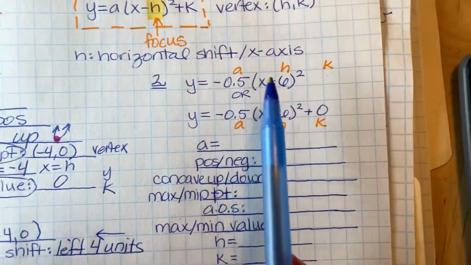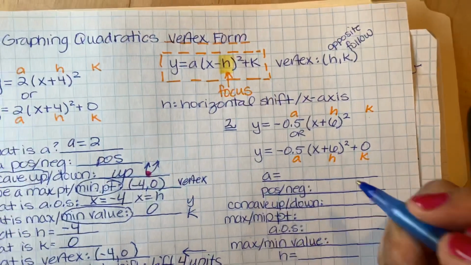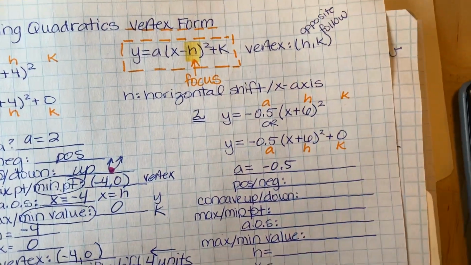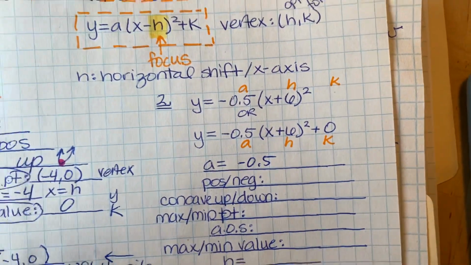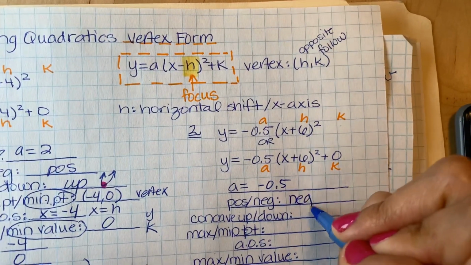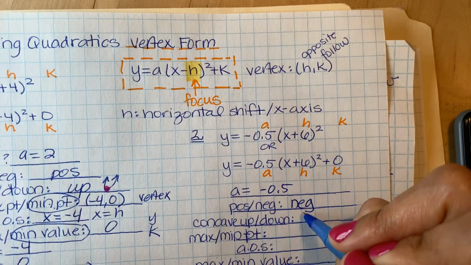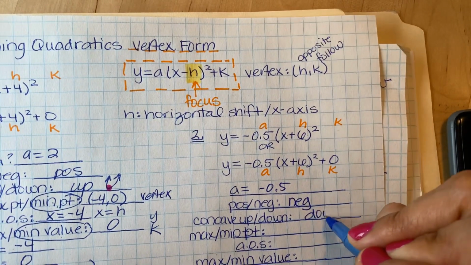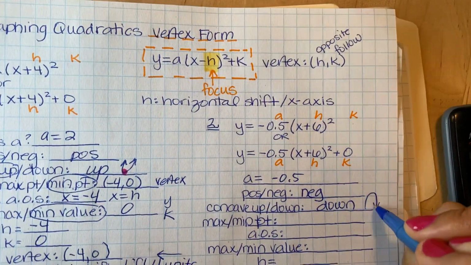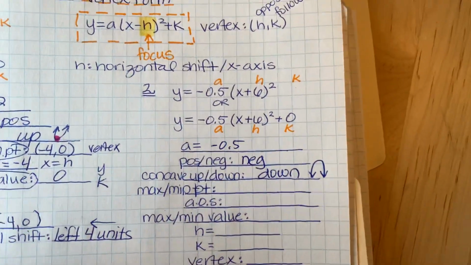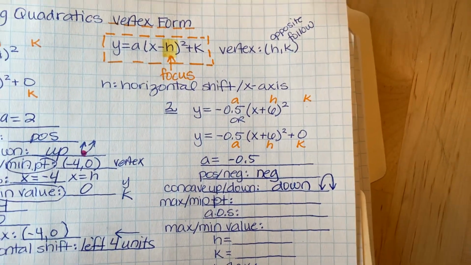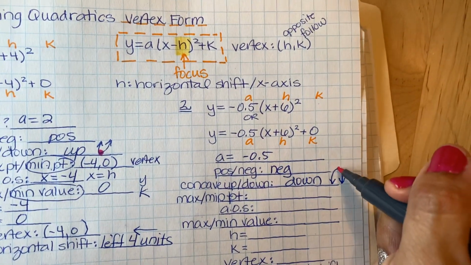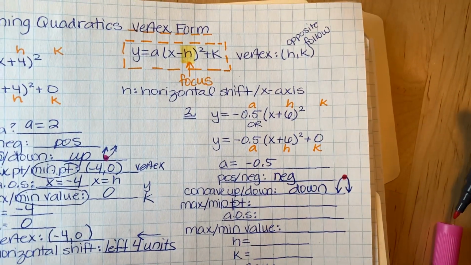Okay, all right. My a value is negative 0.5. Remember, that's the same as negative 1/2. If you had seen the fraction, same thing. The a value is negative. It is concave down, right? So this is what we're going to see. We're going to see it concave down, which means our vertex is going to be the utmost point, right?